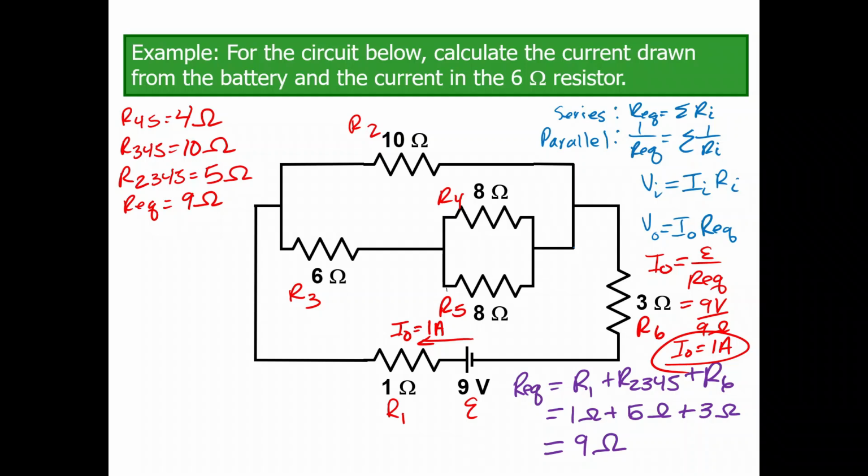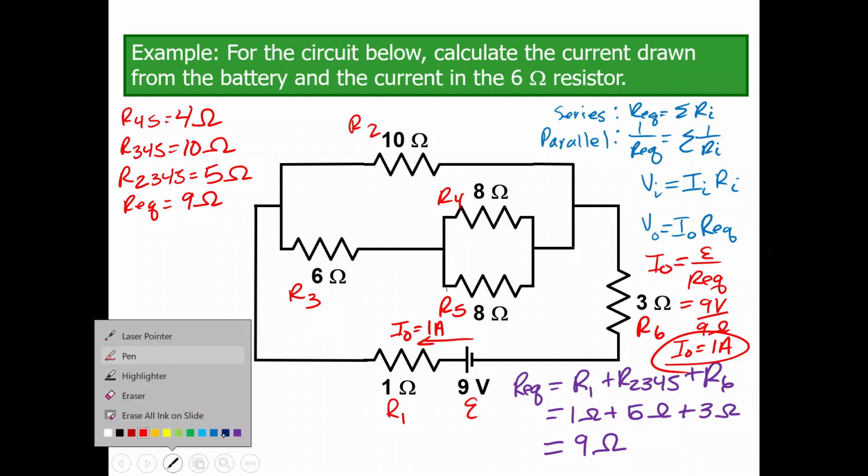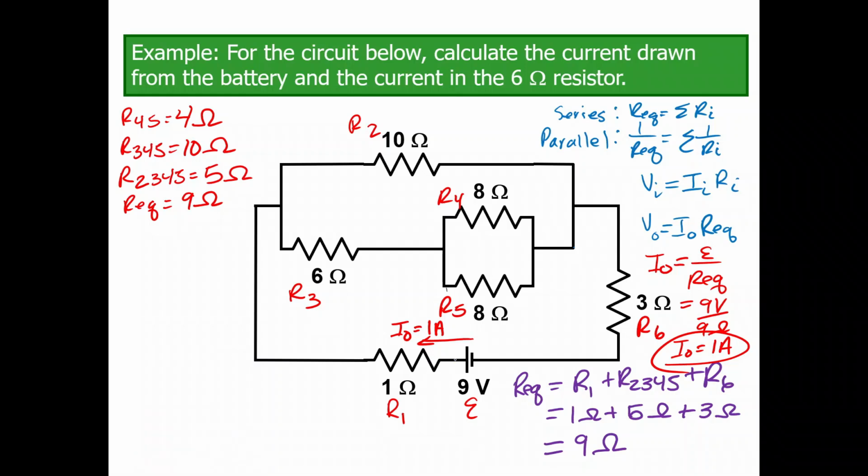So as I look at this problem, the one thing I know is when I start tracing currents, anywhere that is attached to my power supply before a junction is going to have I0. So my current through resistor R1 is I0. My current through resistor R6 right here is I0. And we already found that. That's 1 amp.